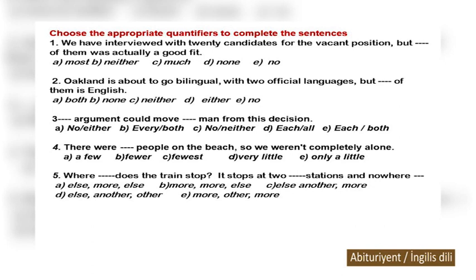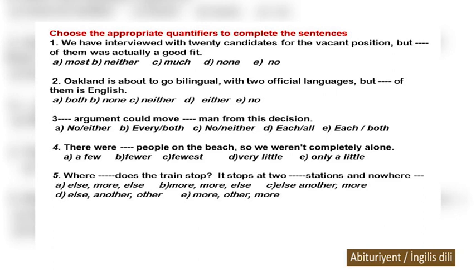Then Auckland is about to go bilingual with 2 official languages, but again, that contrast meaning of them is English. After both, we don't use a verb in singular, and both isn't used in the negative sentence. Then what about none, neither, either, or no? If it is bilingual with 2 official languages, it means that the number of the languages is 2, so that's why our appropriate answer is neither, but neither of them is English.